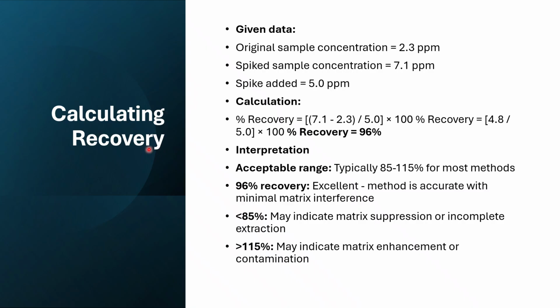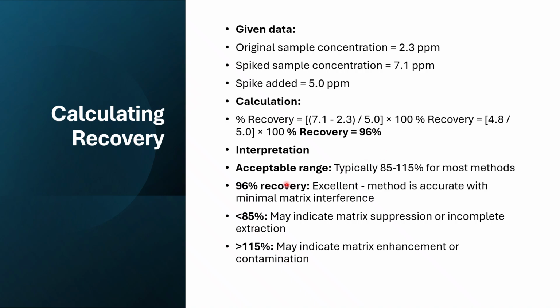So let's learn it with an example. Suppose the original sample contained a concentration of 2.3 ppm and your spiked sample concentration amounted to 7.1 ppm. And the spike that you had added in the sample is 5 ppm. So, percent recovery is equal to 7.1 ppm, that is your spiked sample concentration, minus your original sample concentration, that is 2.3 ppm, divided by the spike amount, that is 5 ppm, into 100. So 4.8 divided by 5 into 100 will give you 96%.